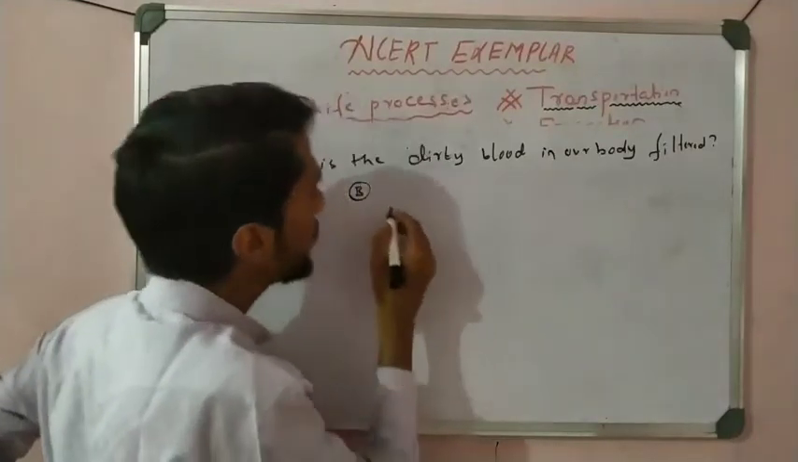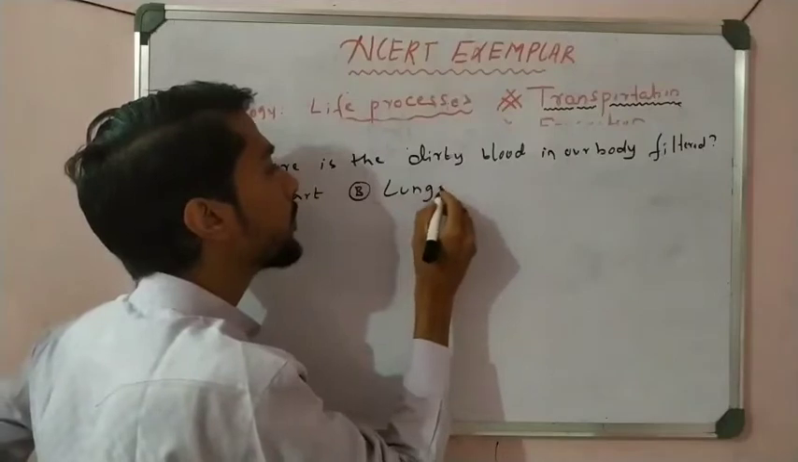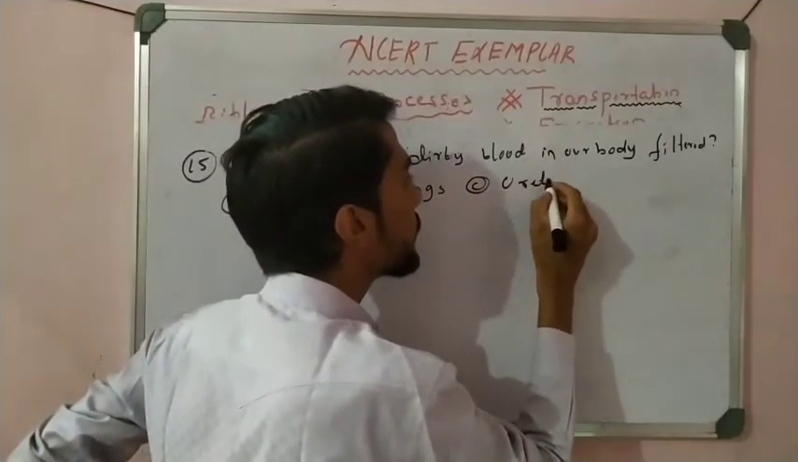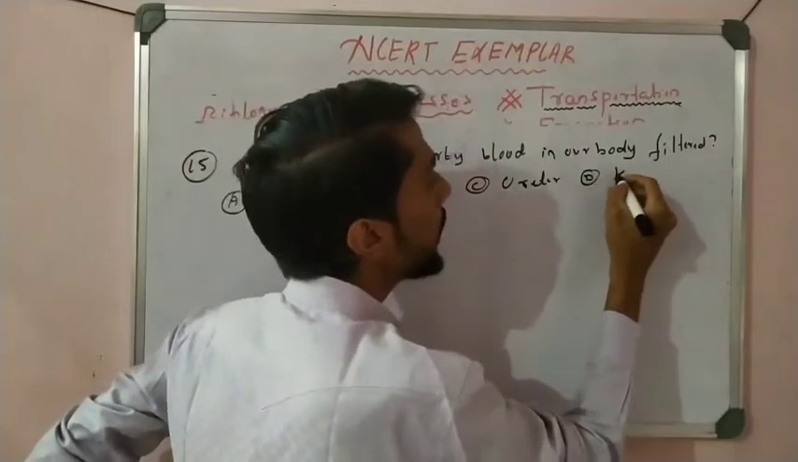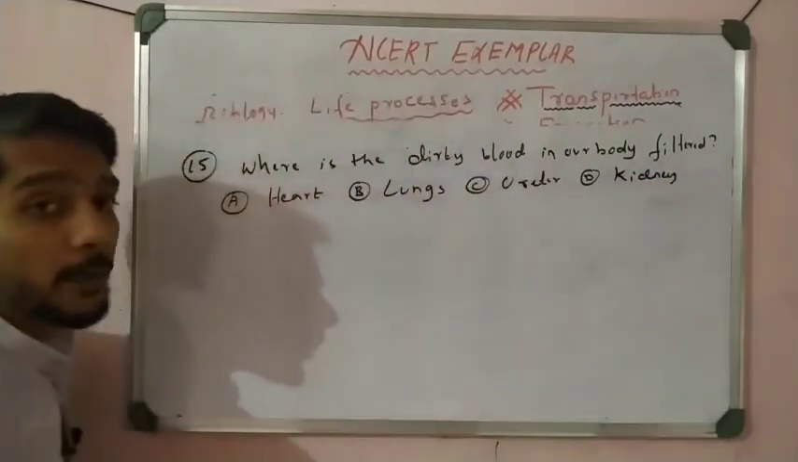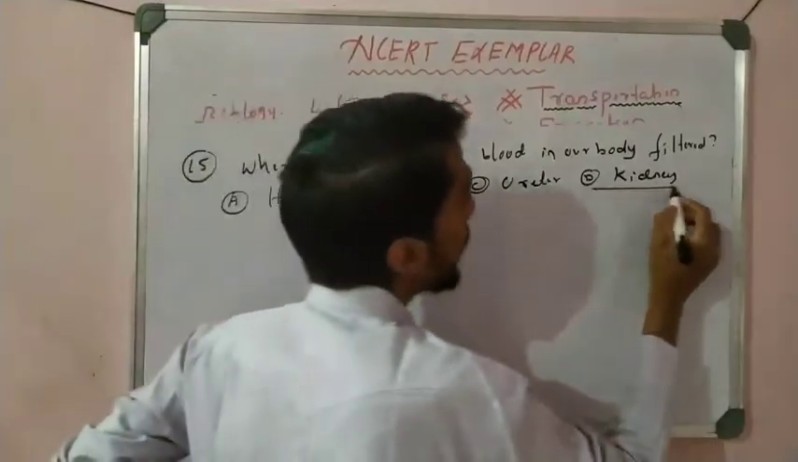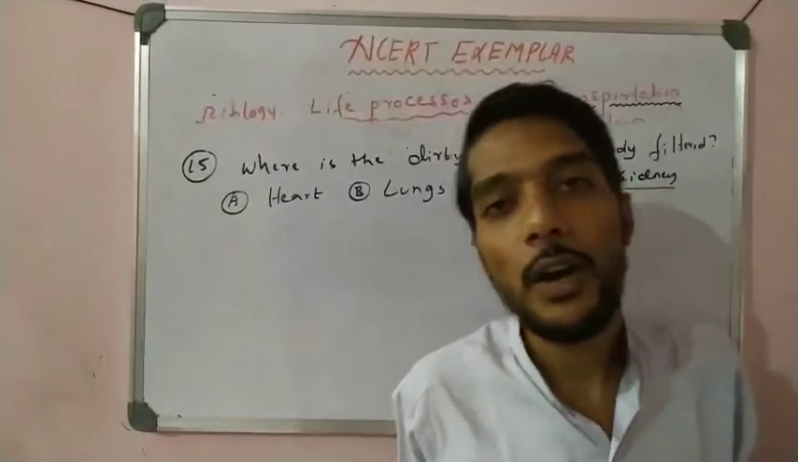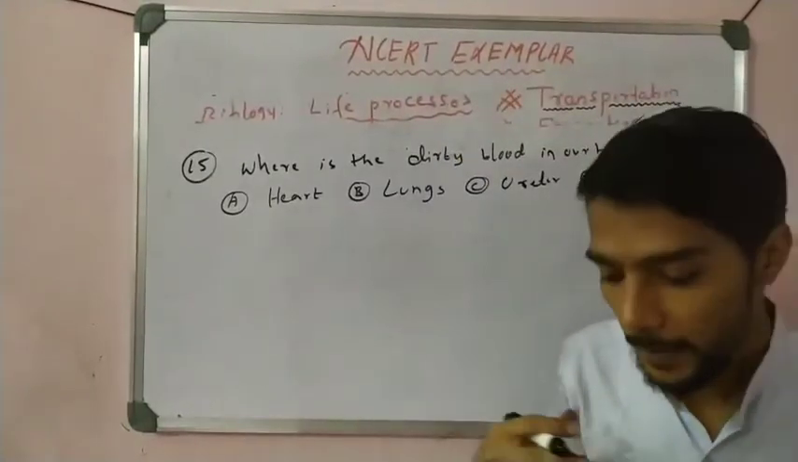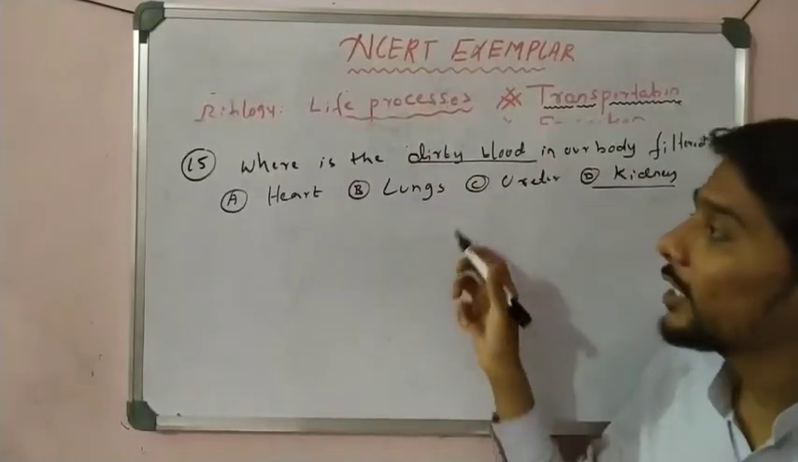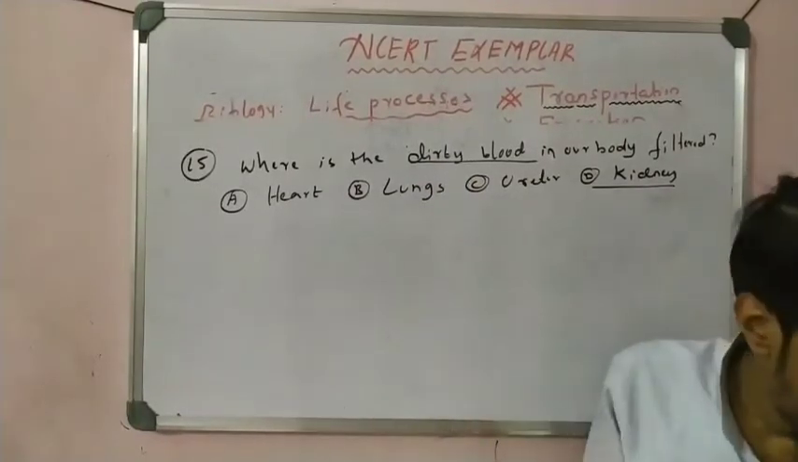Option B, lungs. Option C, ureter. And option D, kidney. So if we talk about the dirty blood, what is the answer? Kidney, not lungs. Okay, the lungs only purify deoxygenated blood into oxygenated blood, right? That is very important. But when they ask about dirty blood, you take the answer as kidney. So in the kidney what happens?